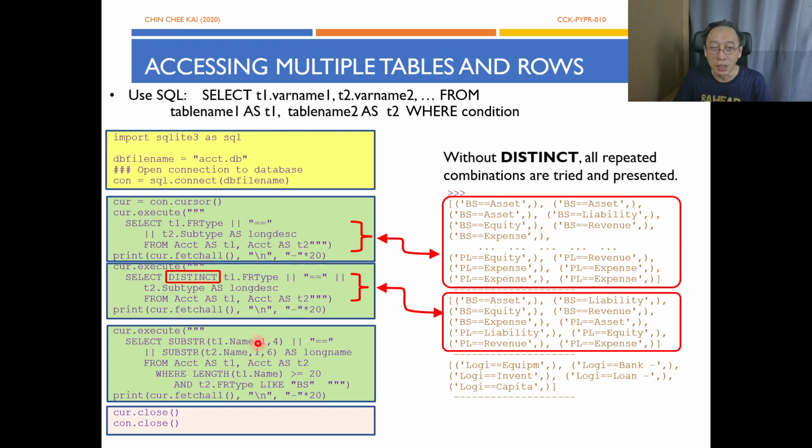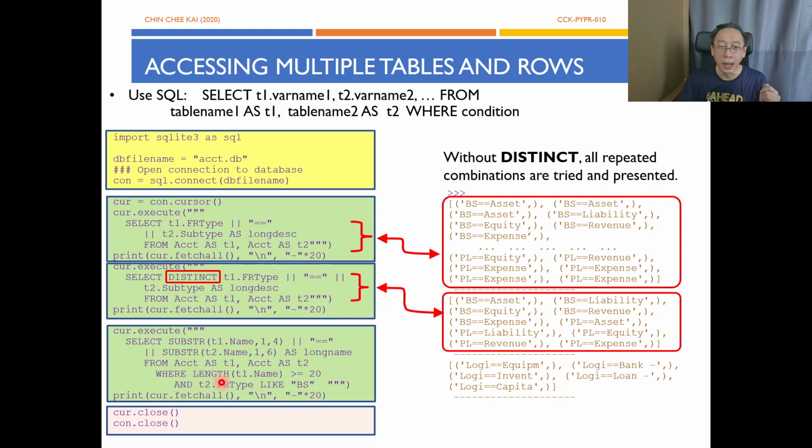because let's suppose we want a long name. So we'll take the name and the first four characters starting at position 1, 2, 3, 4, extract the first four characters of name and join it with equal equal, and then join it with the first 6 characters of the name. And then call that long name, from account as T1, account as T2. So in other words, we're getting full permutation of first 4 and last 6. We're getting full permutations.